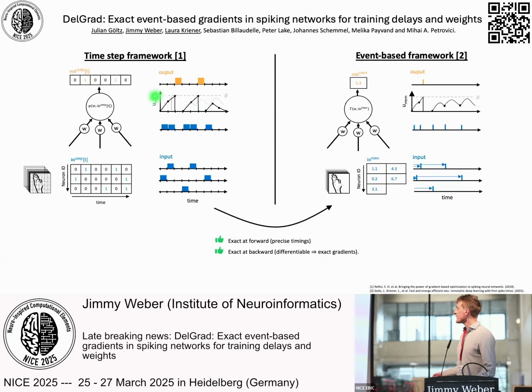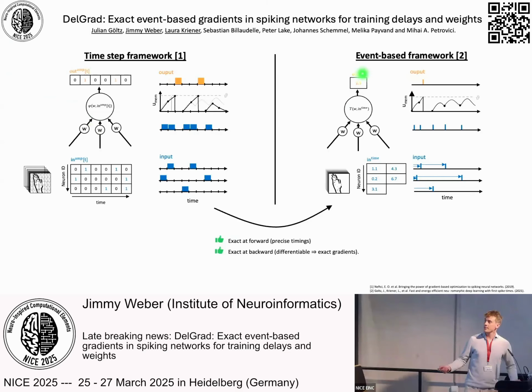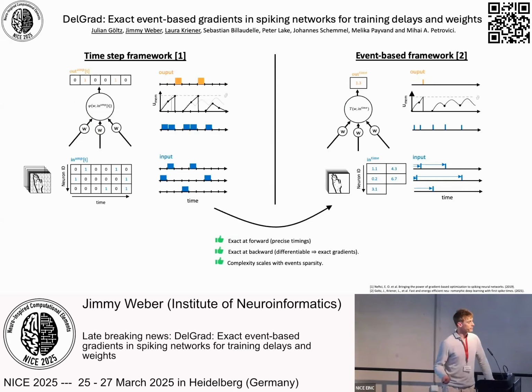Second, you are precise at the backward pass. Because here you have a discrete input that goes into a discrete output, your activation function is non-differentiable. Therefore, most of the time we use surrogate gradients that introduce additional approximation. While in the event-based framework, as we are going from continuous input to continuous output, the activation function is smoother and can therefore be differentiable. So as it's differentiable, you don't have the approximation coming from the surrogate gradient.